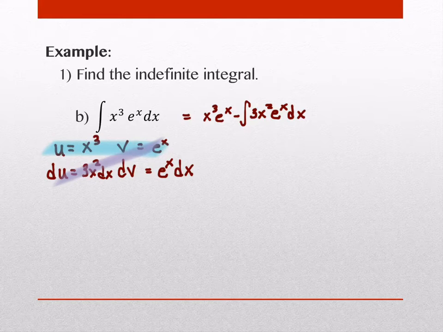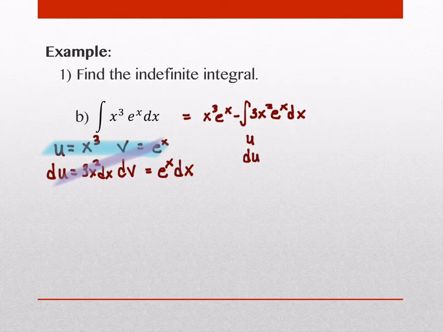It looks a lot like what I started with, doesn't it? It looks like a product. I've got 3x squared times e to the x. Products are kind of a no-no, right? They require us to use integration by parts again. This is the second step of integration by parts on this problem.